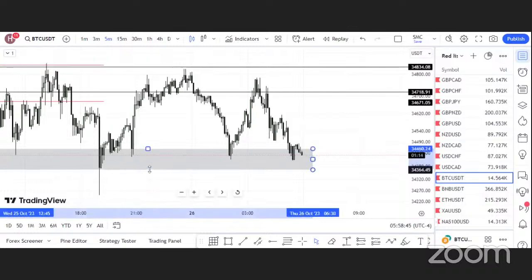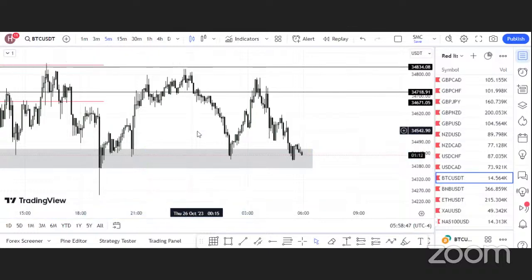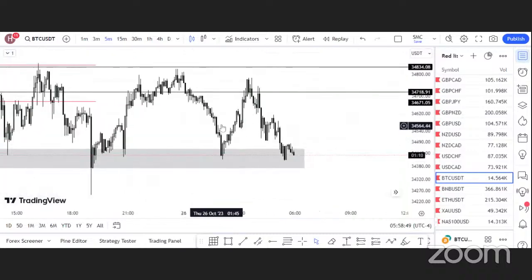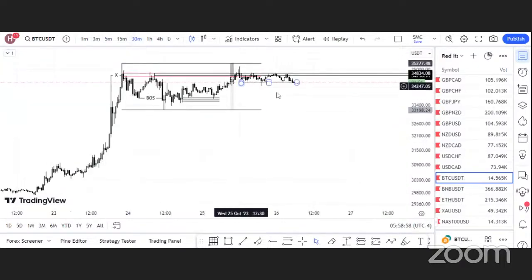So let's leave the market. Let's allow the market to free itself from the ranging, to free itself from these levels. Then we look for opportunity.